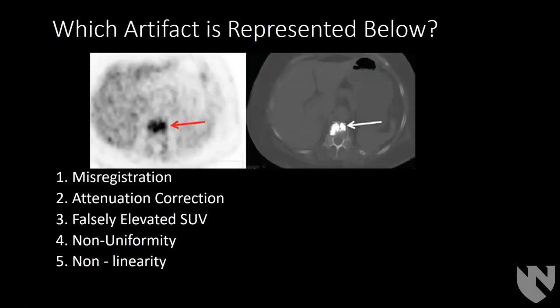Okay, so looking here, what kind of artifact do you think is going on? I'll let you pause and think about it. Looking here, it looks like there's a hot spot in their spine, and when you look at their spine, there is an area of vertebroplasty. So I would be worried that this is some sort of overcorrection. This area is very dense on the CT, and so maybe it cranked up the brightness in that area, thinking it was all getting attenuated, and overcorrected. And so this would be a falsely elevated SUV.